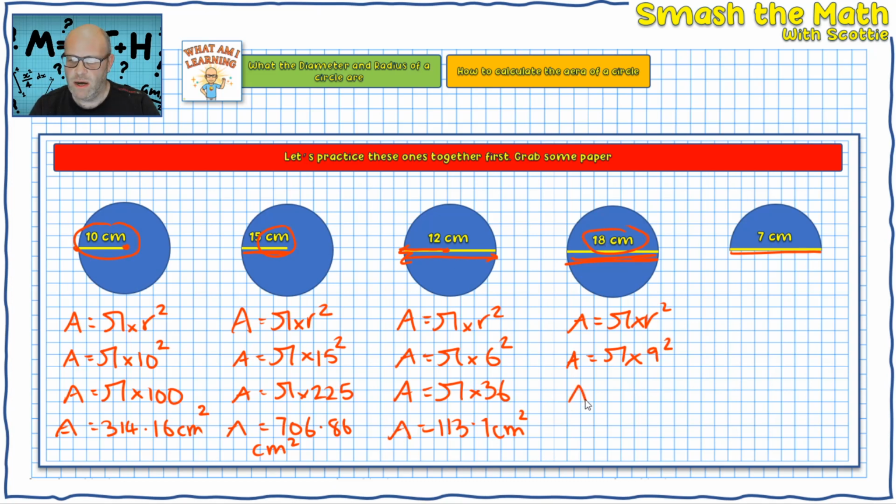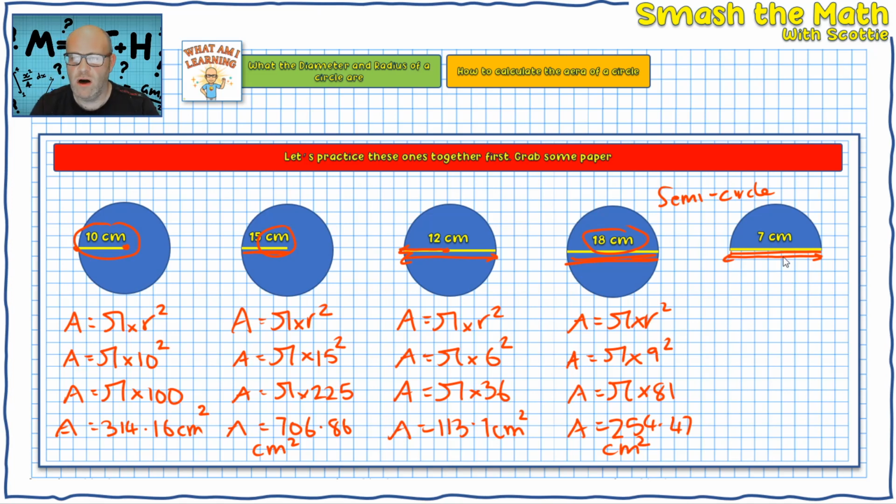Well, 9 times 9 is 81. Remember, if you're not sure, you can put it in your calculator. Let's work that out. So 81 is pi, and I get 254.47 centimetres squared. Okay, right, last one. Now this is a little bit different. Here, I've got a semicircle, which is half a circle, so that's brilliant. And they're giving me the diameter, not the radius.